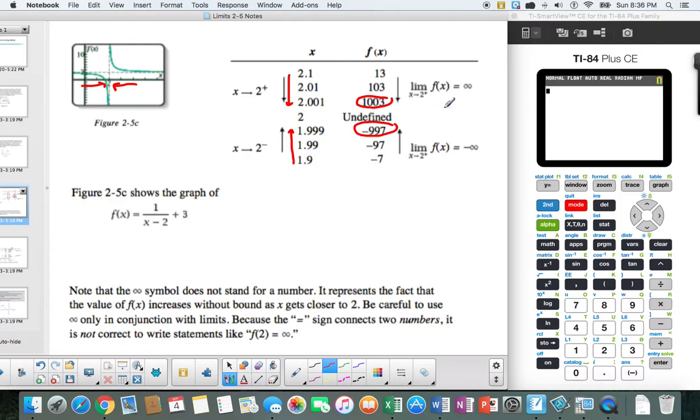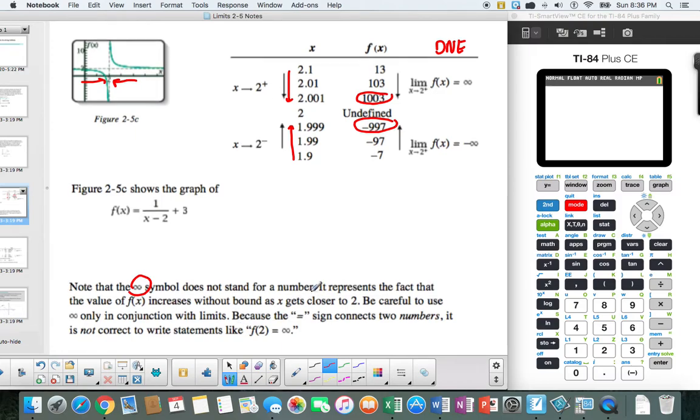Now we say this: the limit as x approaches 2 from the right-hand side of f of x is equal to infinity. Now we still have a limit that does not exist, but we prefer to write infinity to tell us why it's not existing. And there are some cautions about how to use the infinity symbol. We don't want to write f of 2 is equal to infinity, but we are allowed to use it in a limit situation.